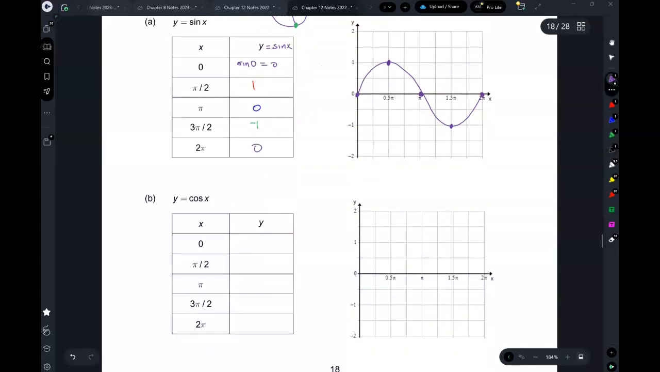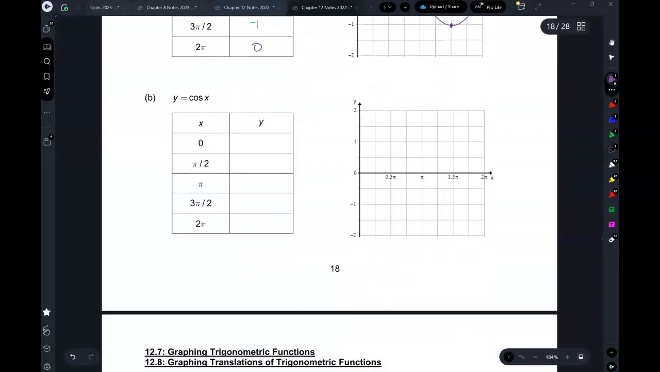So now let's do cosine. Cosine of x. Cosine, remember, is the x value. So to get to 0, how much do you need to go horizontally? 1. To get to pi over 2, how much do you go horizontally? 0. To get to pi? Negative 1. 3 pi over 2 horizontally? 0. 2 pi? 1. So when x is 0, cosine is 1.